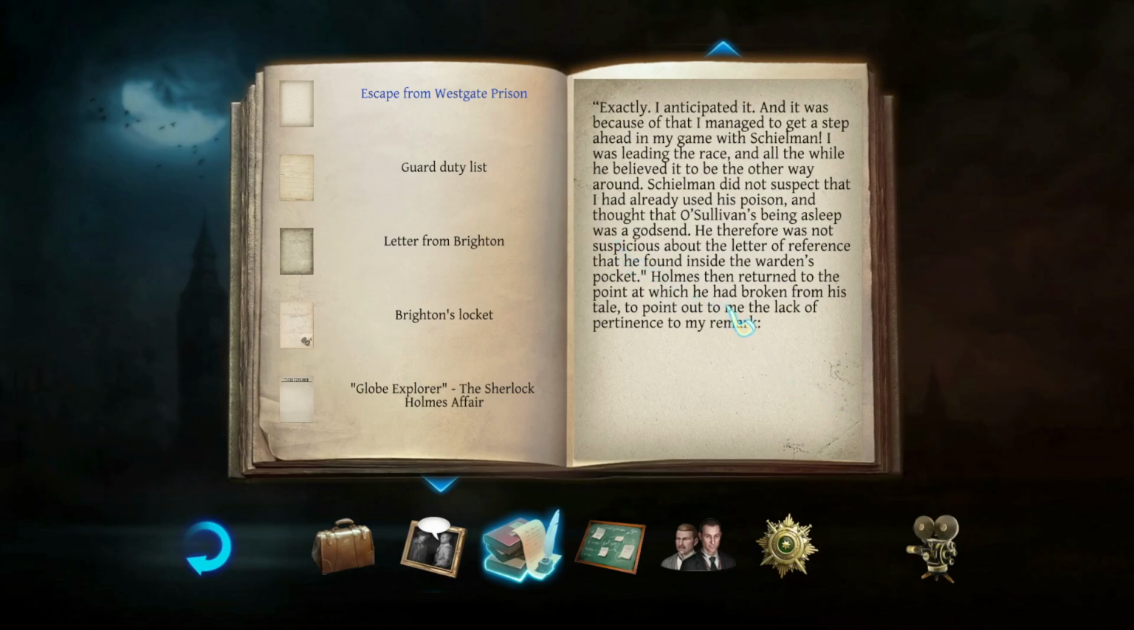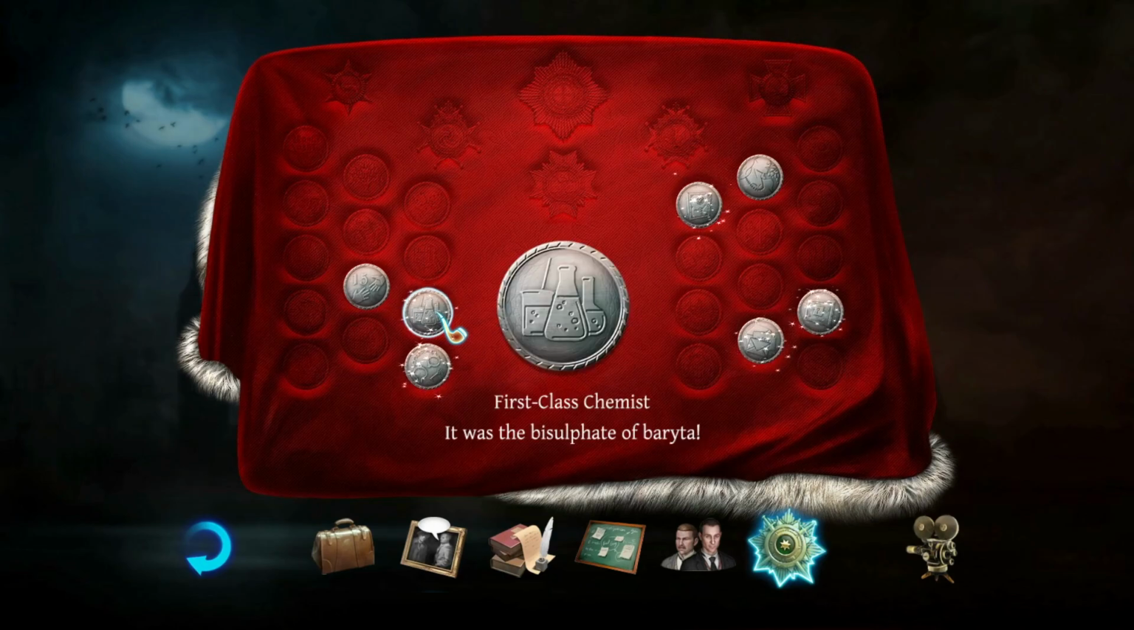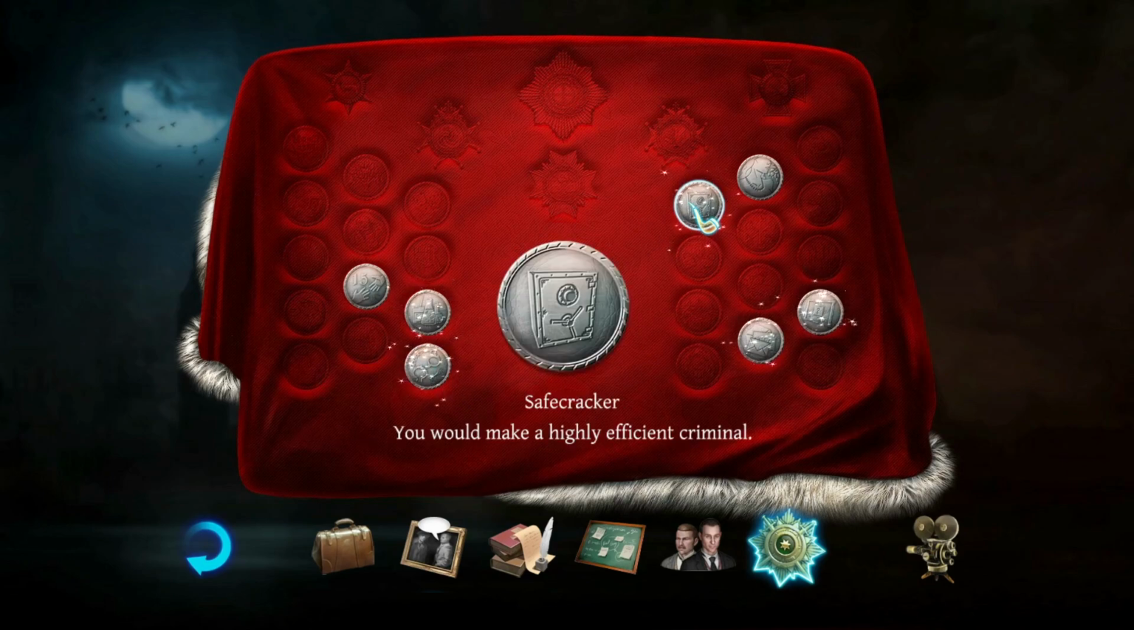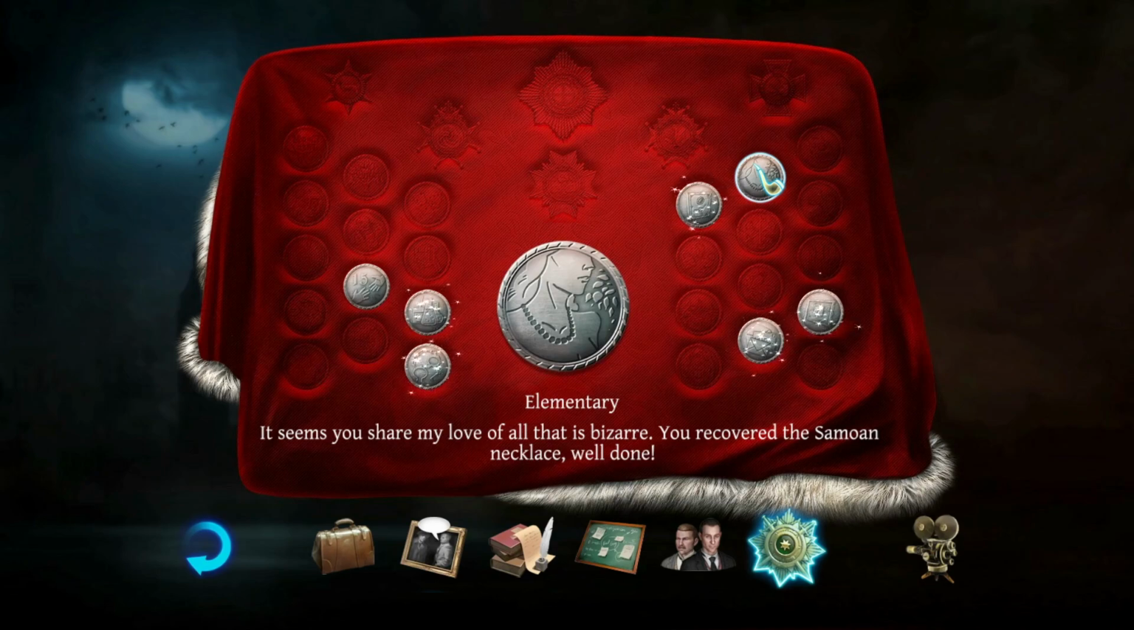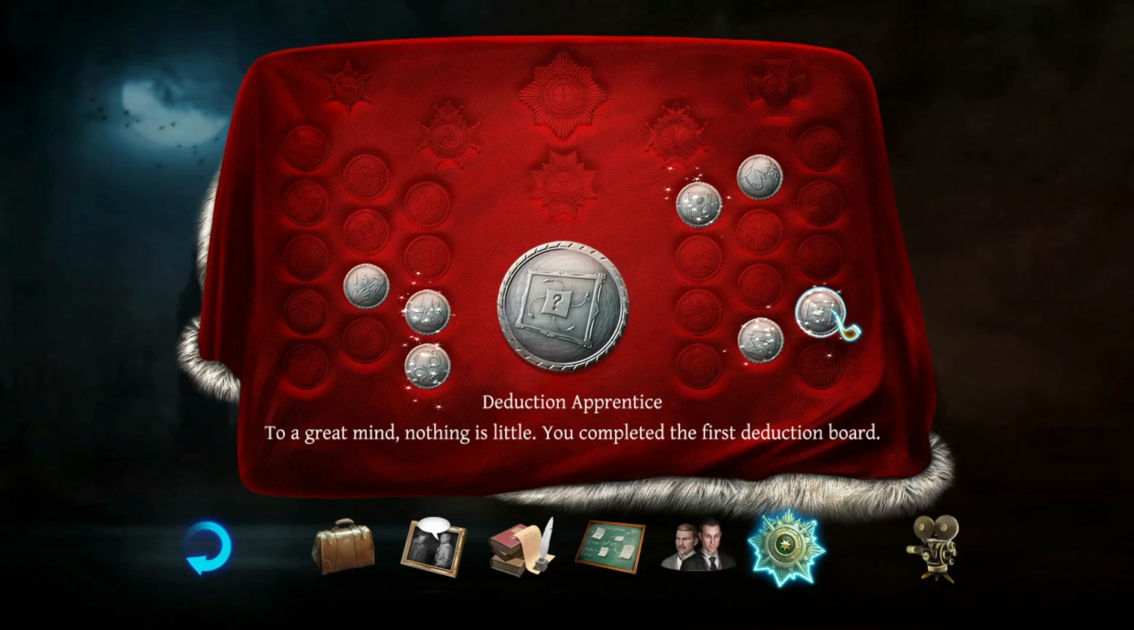Okay, so, yeah. Anything new? Oh, I do have something new. What is this? First class chemist. It was bisulfate of baryta. A trusty comrade is always of use. Well done. And yet one got away. Safe tracker, you make a highly efficient criminal. Elementary. It seems the share of my love of all things. Besides, you recovered Samuel's necklace. Well done. Fine romance. The most winning woman I ever knew was hanged for poisoning. But I digress. You found the letter. Deduction apprentice. The great mind. Nothing is little. You complete the first deduction. Okay, good.